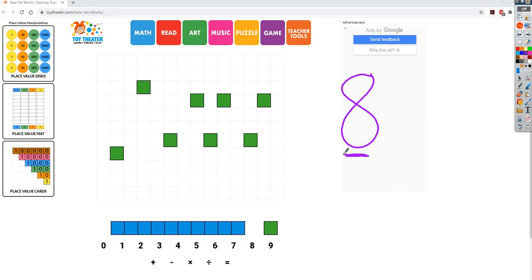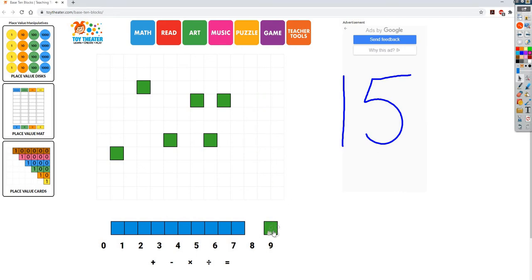But what if we had this number? What number is that? Exactly, that's 15. And 15, of course, also means that you have 15 objects. But you're going to show it in a little bit of a different way. And I'm going to show you what I mean here. I'm going to get rid of all these blocks that we used for 8 real quick. There we go.